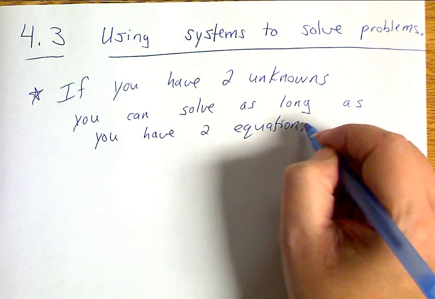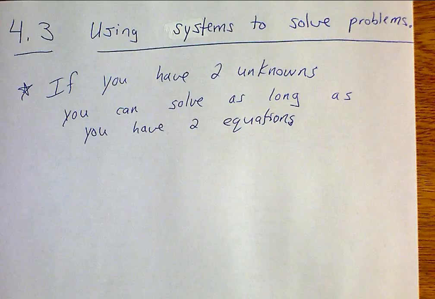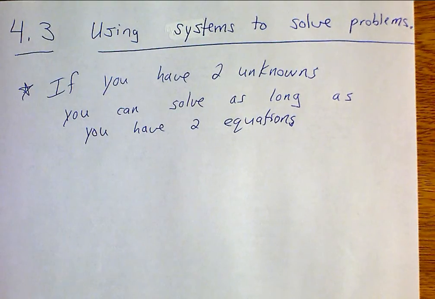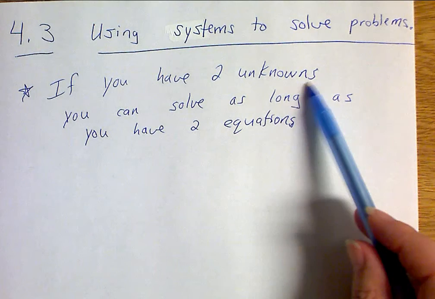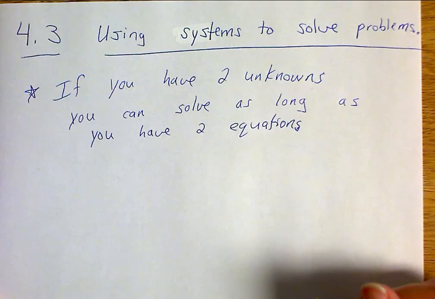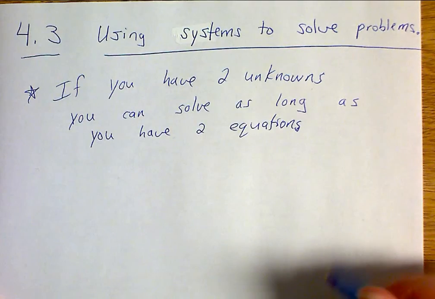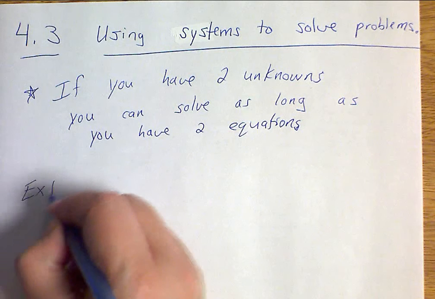All right. So, if you have two unknowns, you need two equations. If you have three unknowns, how many equations do you need? You need three, that's right. So, as many unknowns as you have is how many equations you need. But right now, we're only going to work with two unknowns. Are we ever going to get up to 3? We're going to get up to 3 by the end of the chapter. Yep. All right.